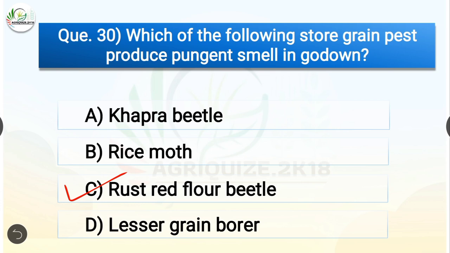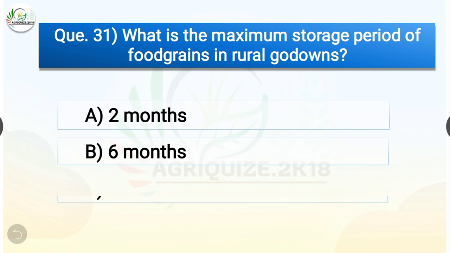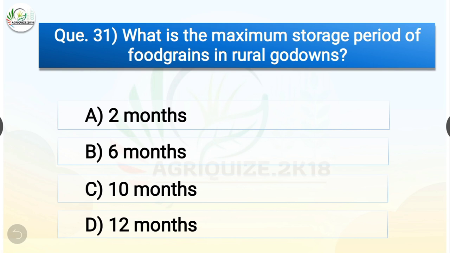Question number 31. What is the maximum storage period of food grains in rural godowns? The options are 2 months, 6 months, 10 months, or 12 months. The correct answer is option C, 10 months. So, 10 months is the maximum storage period of food grains in rural godowns.